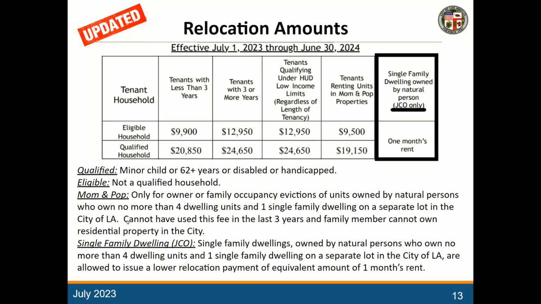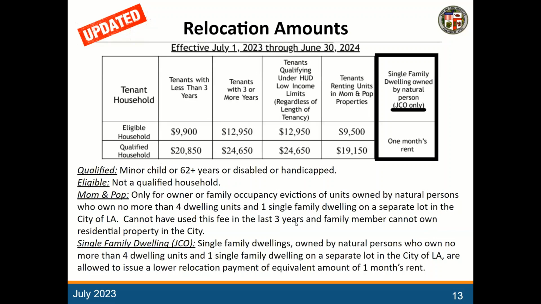Additionally, to qualify for the mom and pop amounts, the owner cannot have used this fee in the last 3 years. So for example, if an owner moved in a family member a year ago and used the reduced mom and pop amounts, they cannot today file for occupancy as a different family member at a different unit and claim a mom and pop rate.